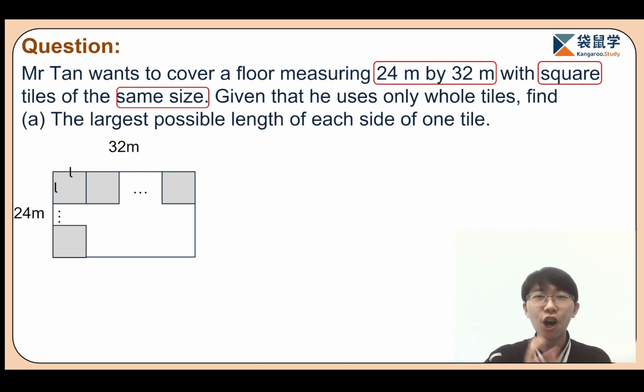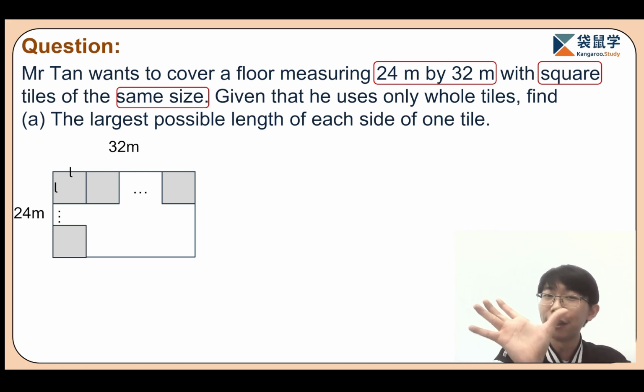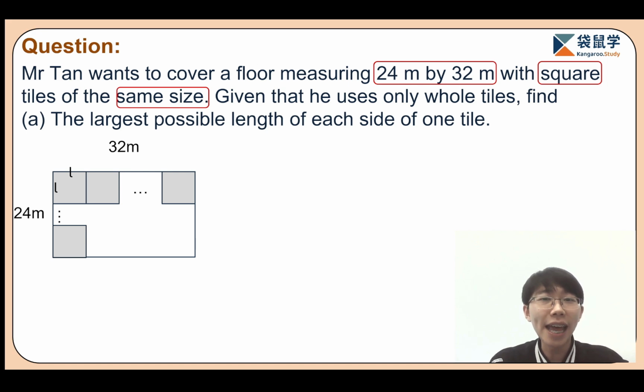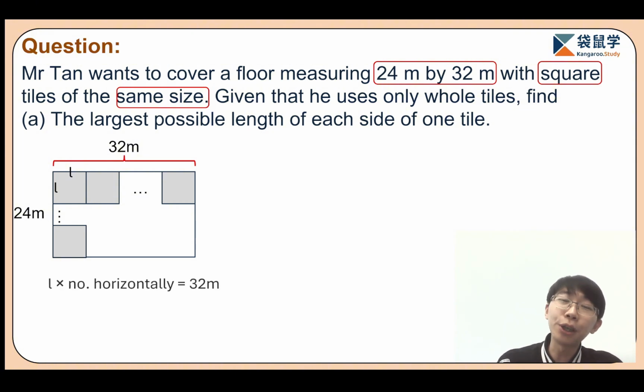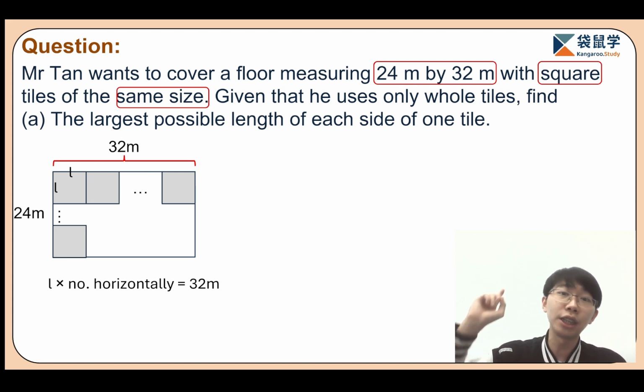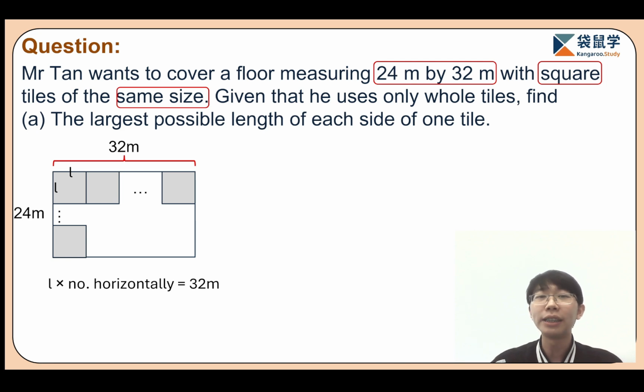How should we approach this? First of all, let's observe horizontally. Horizontally, the length of each tile is L. The total length is 32 meters. So that means L times the number of tiles horizontally should give us what number? Should give us 32. Now if L times a whole number gives us 32, L is a what of 32? L, we call it a factor of 32.